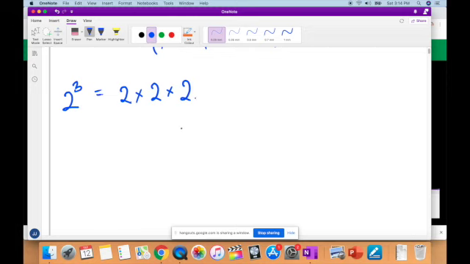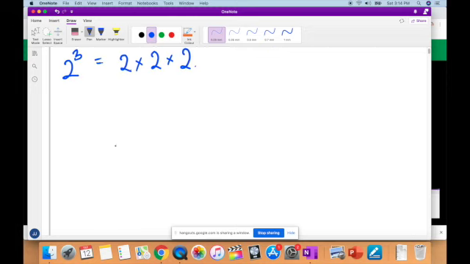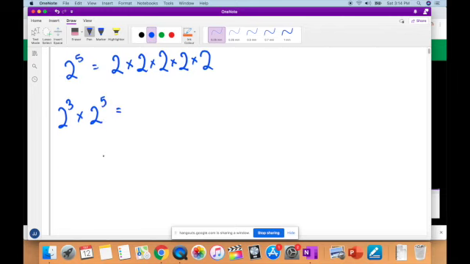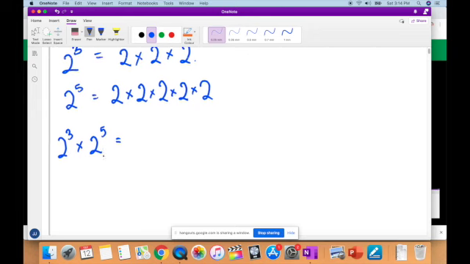So that is one thing. If I have 2 to the power of 5, that means that 2 is being what? Multiplied by itself 5 times. Very good. What if I have 2 to the power of 3 multiplied by 2 to the power of 5? What will that be? I hope you're writing as we go on, right?